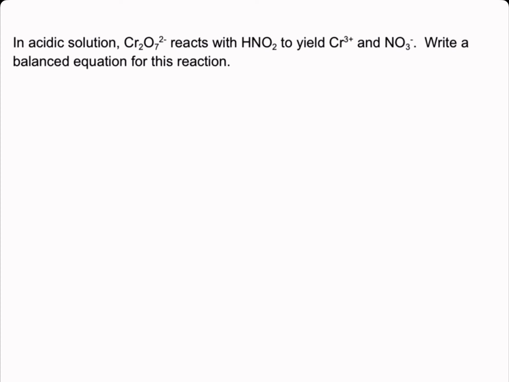Let's take a look at an example. In acidic solution, Cr2O72- reacts with HNO2 to yield Cr3+ and NO3-. Write a balanced equation for this reaction. You want to start off with your given.